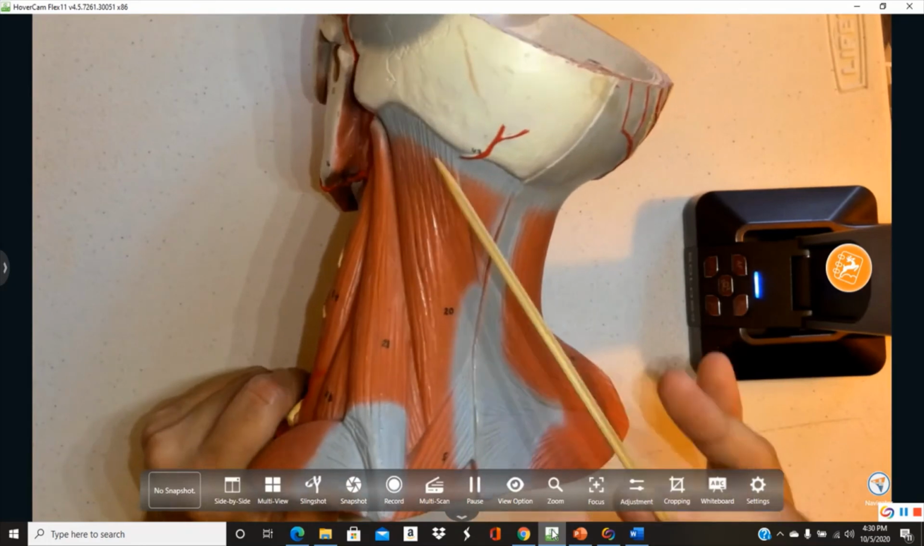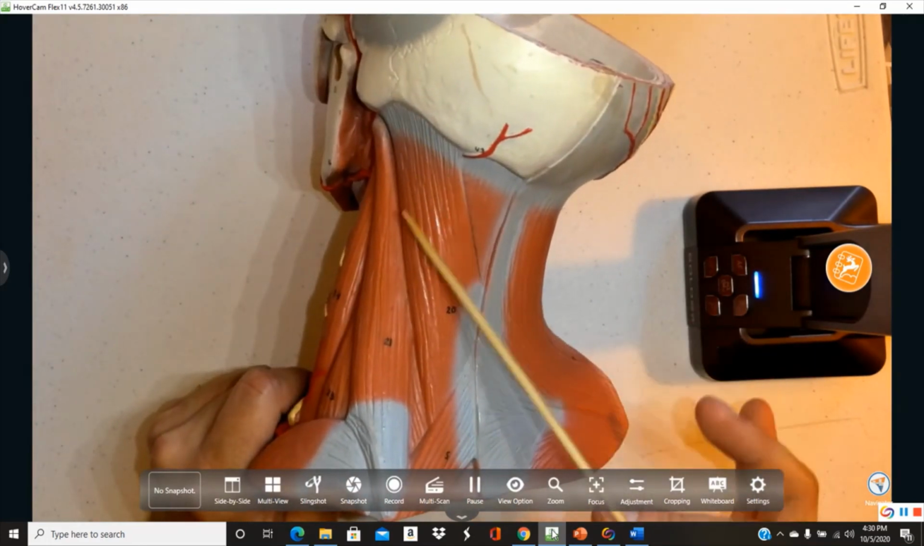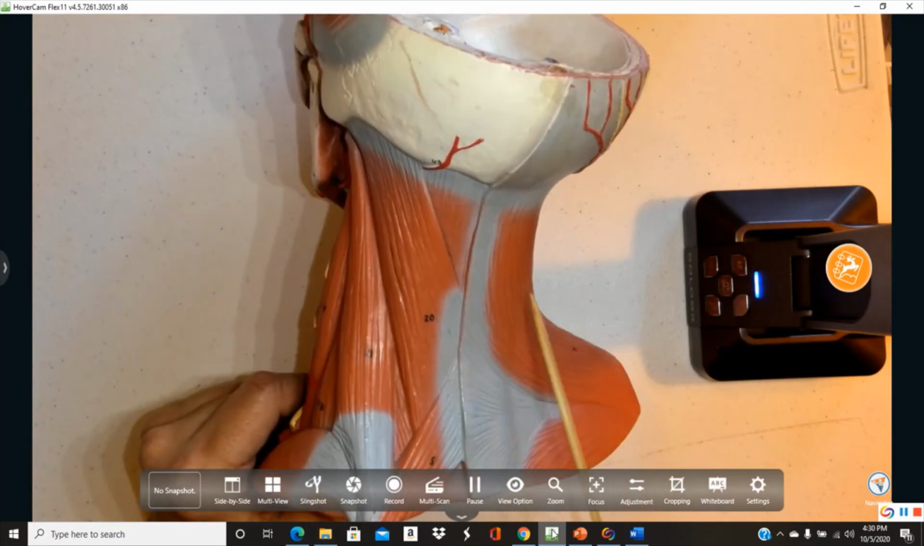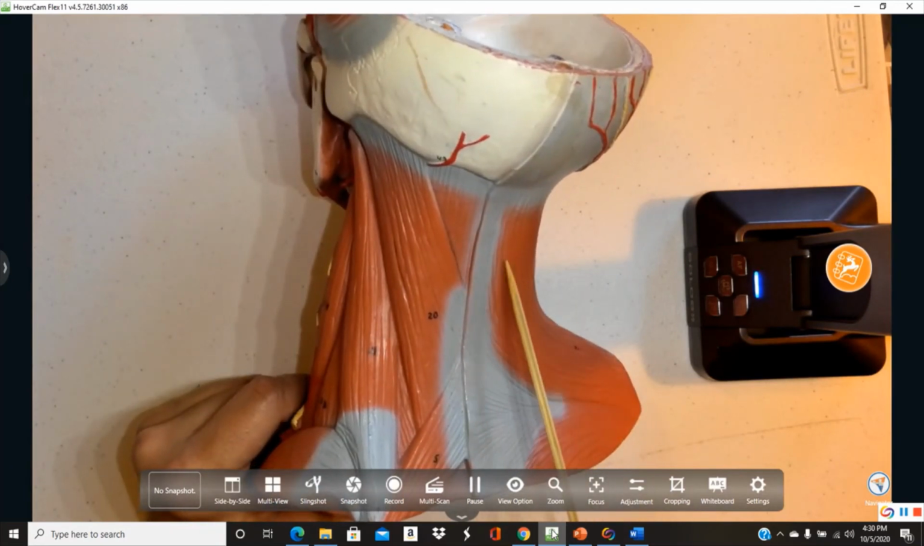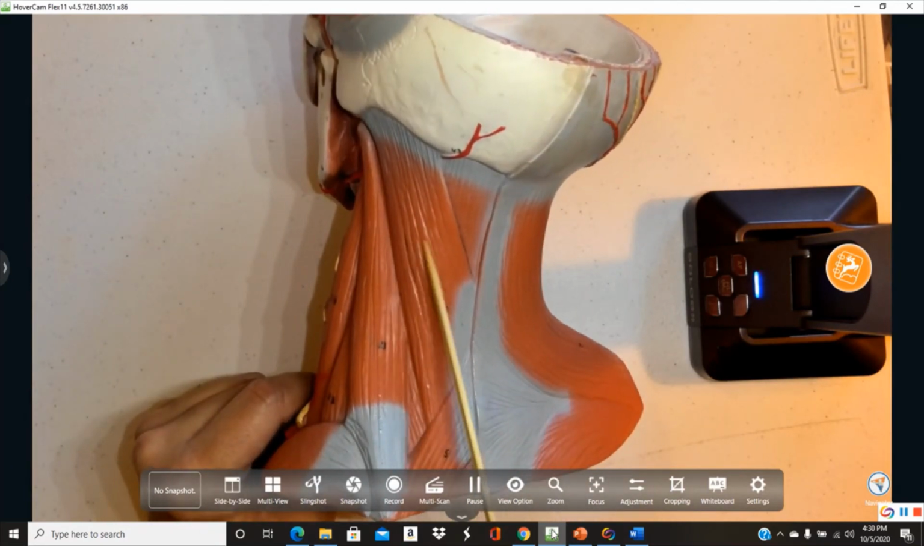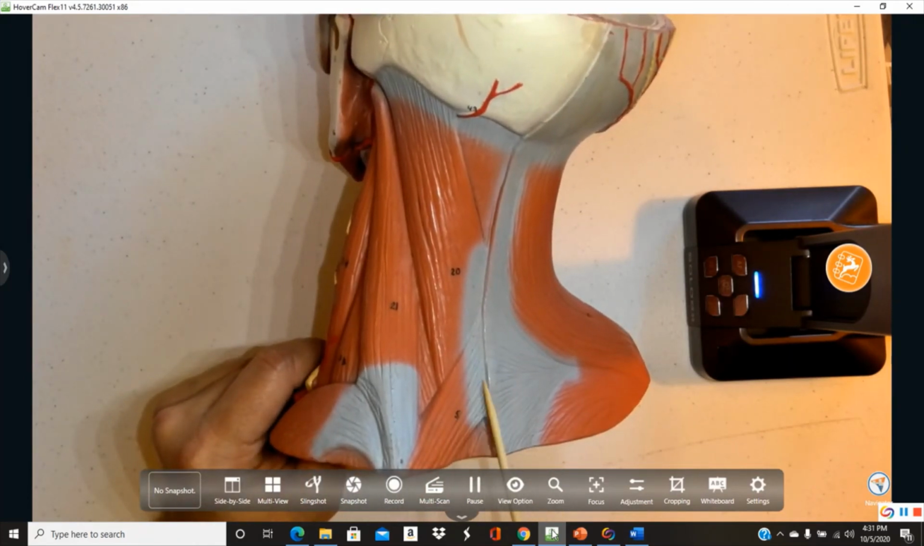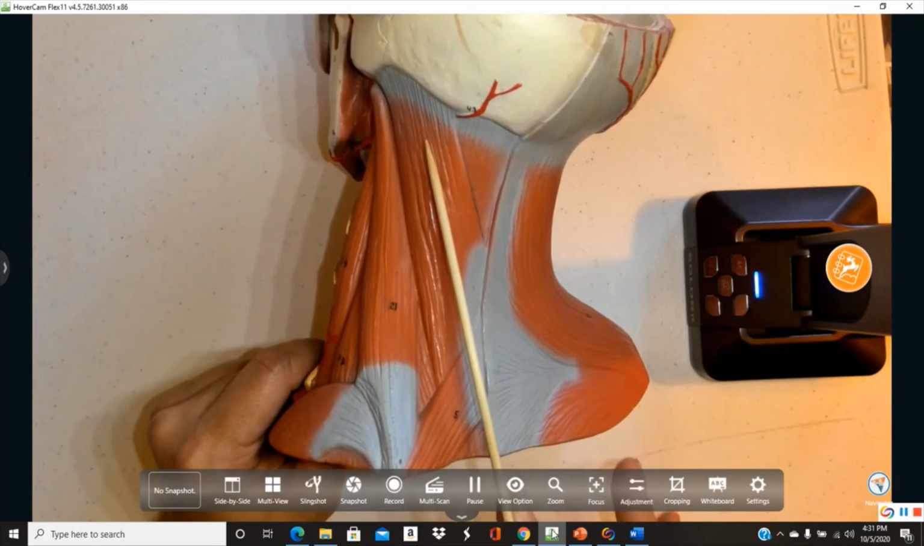Coming from the base of the occipital down here is the splenius capitis. It will be found directly deep to parts of the trapezius, so here, and deep to rhomboid minor. Splenius capitis.